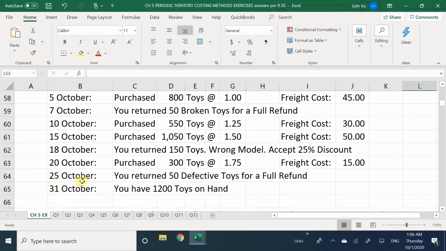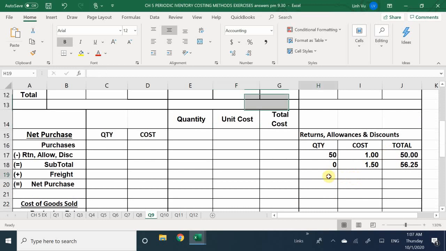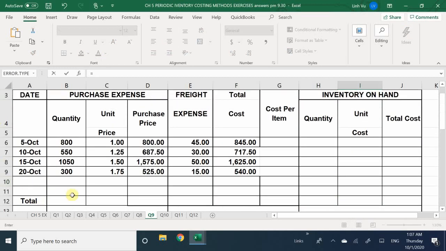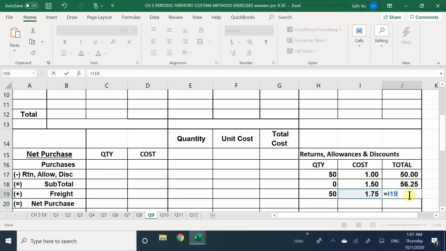Then on October 25th, you returned 50 defective items for a full refund. So in this case, we're going to go back down here and take away another 50, and we know it's a batch that we originally bought for $1.75. When we do that, we solve for this number here, which gives us a grand total of $87.50.